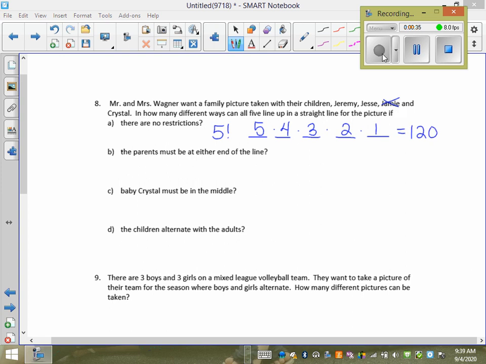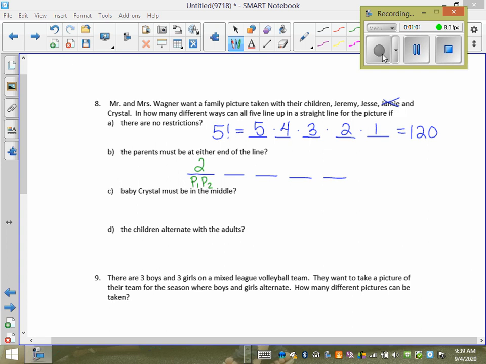Now, the parents must be on both ends. Those are our restrictions, a parent and a parent. Did we agree to say which parent on which end? No, so we have the option of either one. So we're going to go 1, 2, 3, 4, 5. Here we could have either parent, correct? Parent 1 or parent 2. So that would be 2.